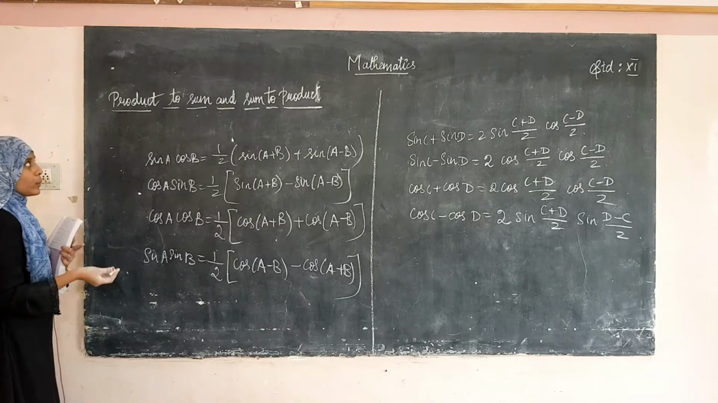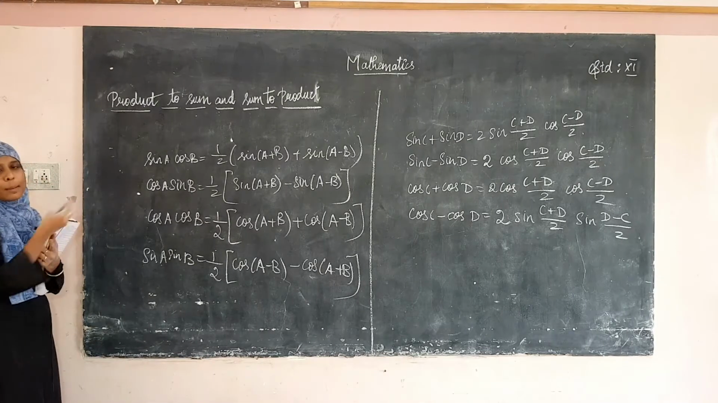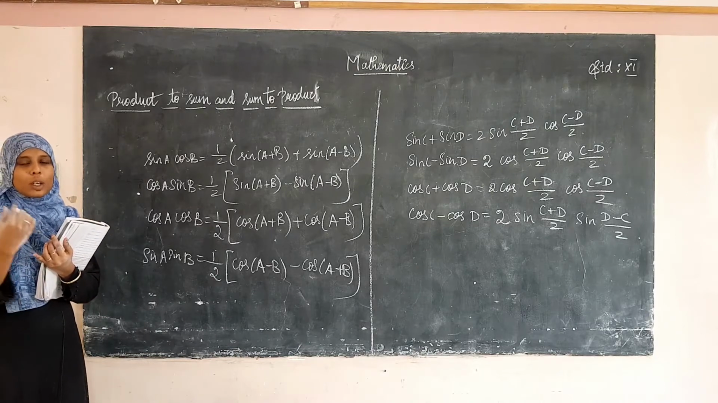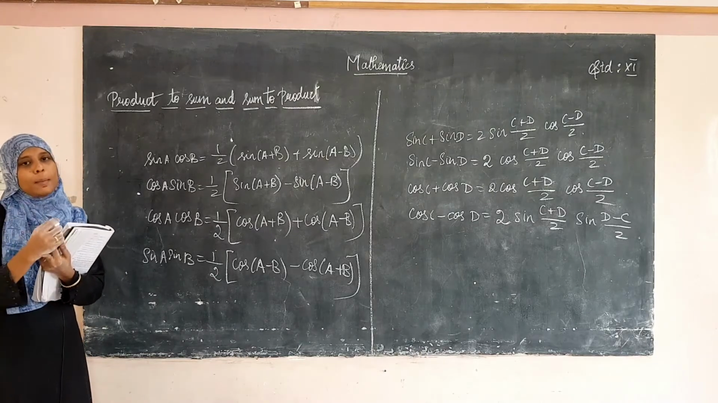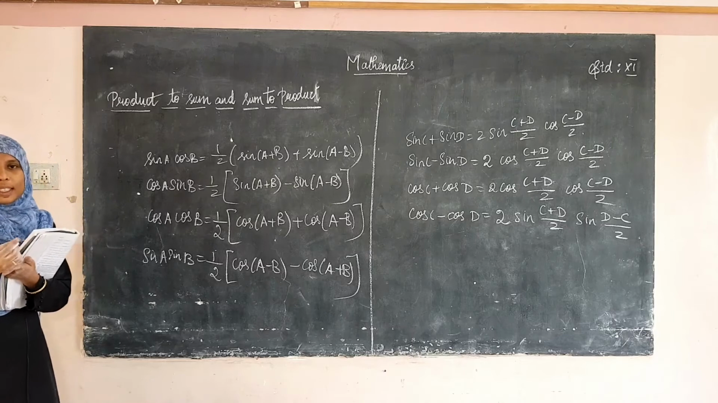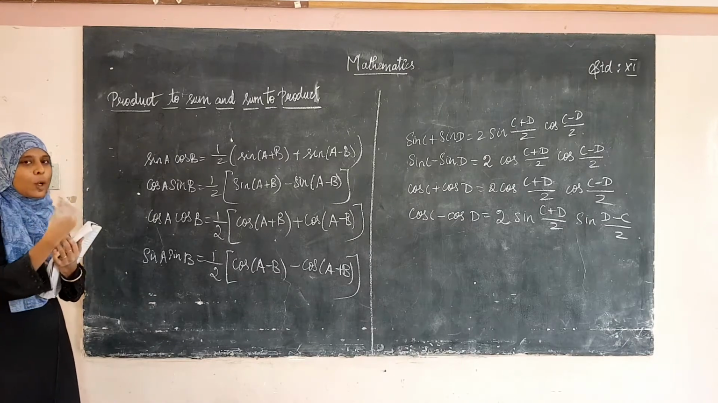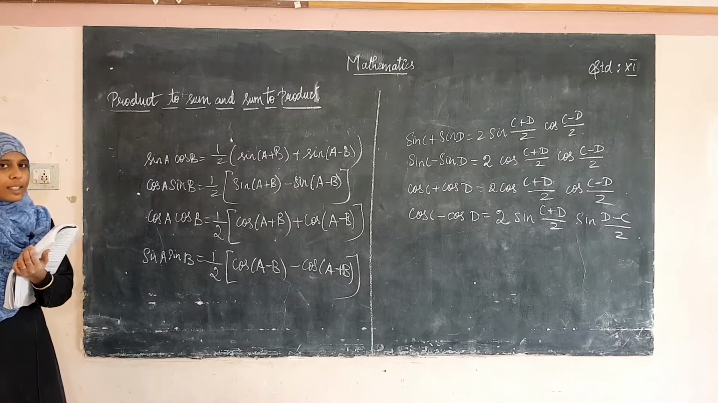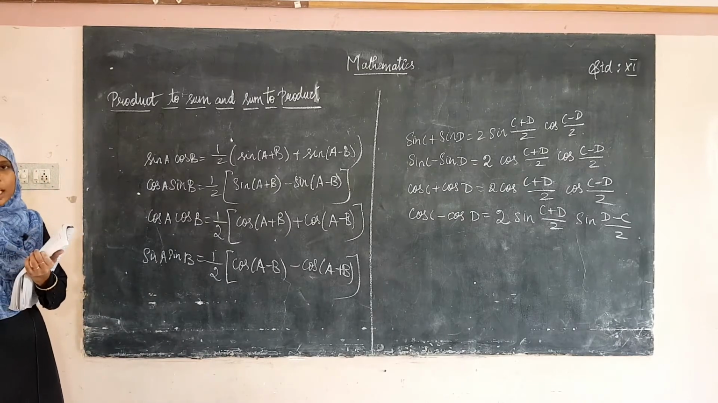So in today's class we are going to see product to sum and sum to product. Till now we have seen formulas like cos(A+B), cos(A−B), sin(A+B), sin(A−B), right? When the angles are given as a sum or difference, the answers came as a difference or sum. That kind of expansion we have seen, right?